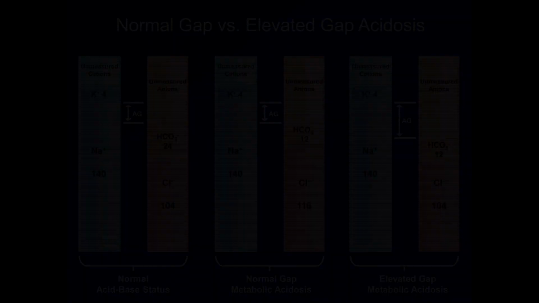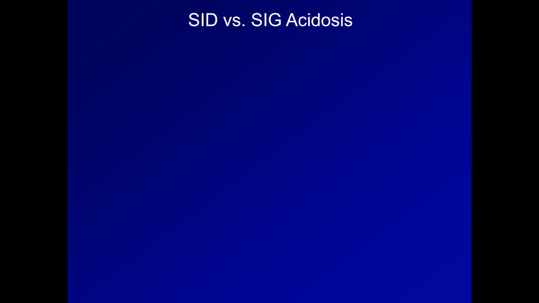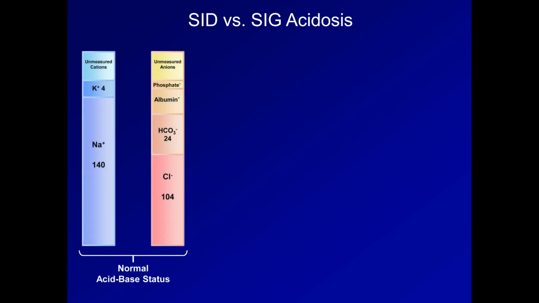The difference between a SID and a SIG acidosis is very similar. We'll start with the ion concentrations seen in a patient with normal acid-base status. The Stewart model places greater emphasis on the specific concentrations of albumin and phosphate, so we will include the negatively charged proportion of these molecules in our analysis.